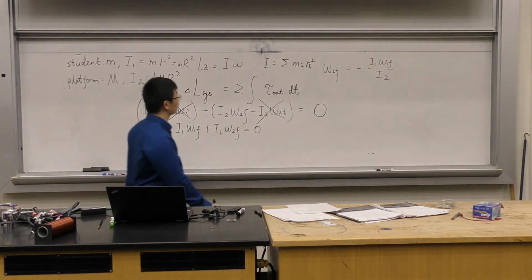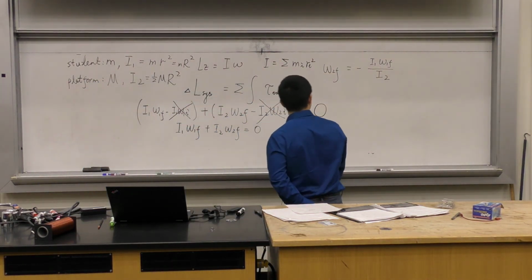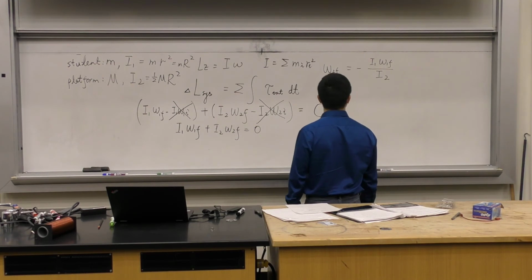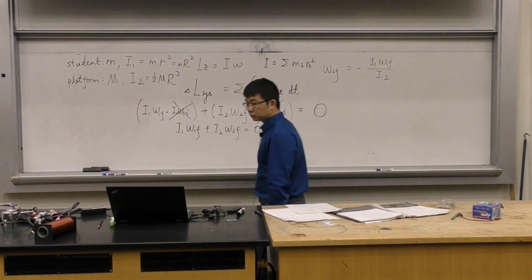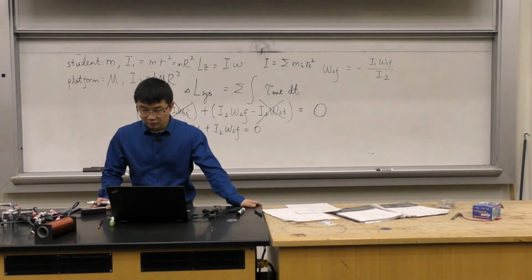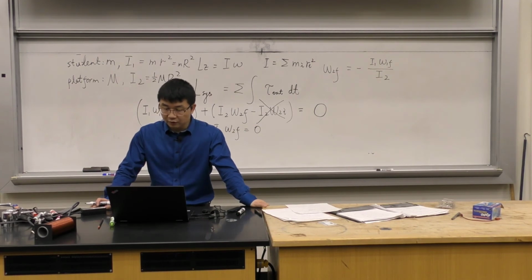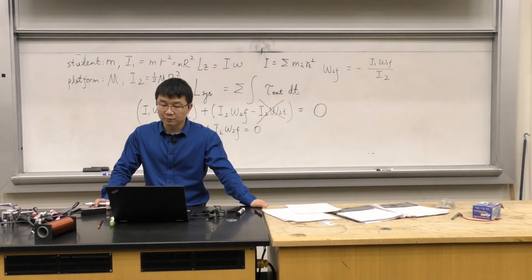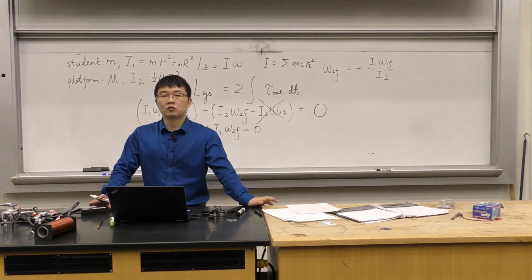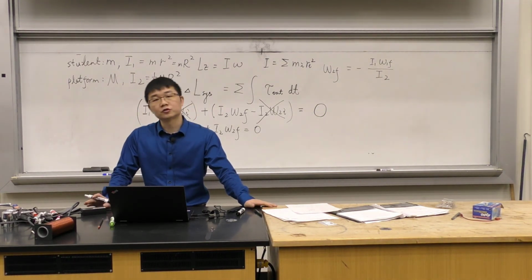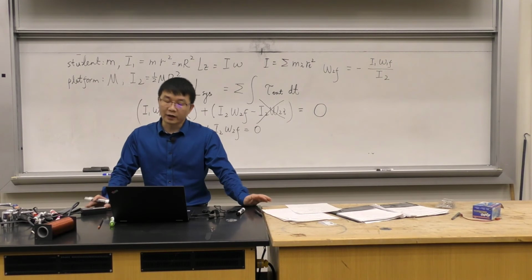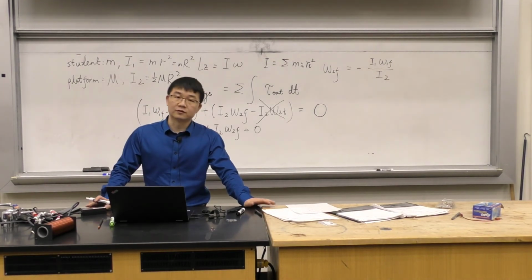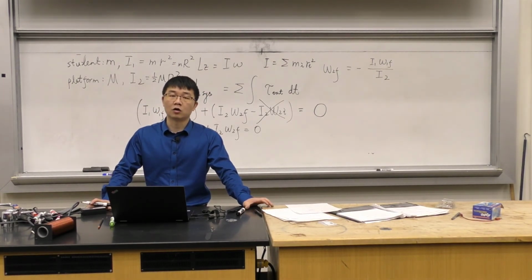So now let's plug numbers in. Well, wait a minute. I still need the omega 1 final, right? What is omega 1 final? That's the angular speed of the student. But the problem doesn't say the angular speed of the student. It just says the student walks clockwise at a constant speed, 1 m/s. Whenever you know speed, you also know angular speed. If you know angular speed, you also know the speed, because they're always connected by the r.